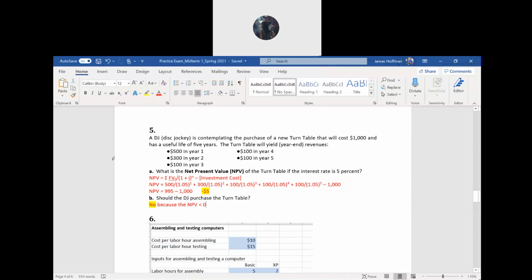Okay. All right. So questions on the number 5 question? How to do this one on the take home exam?